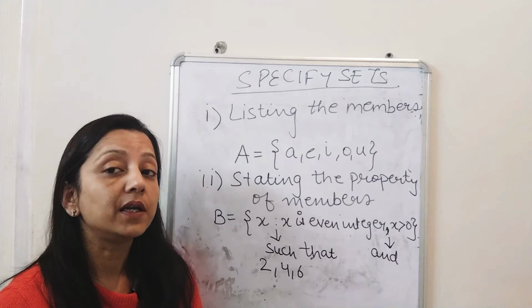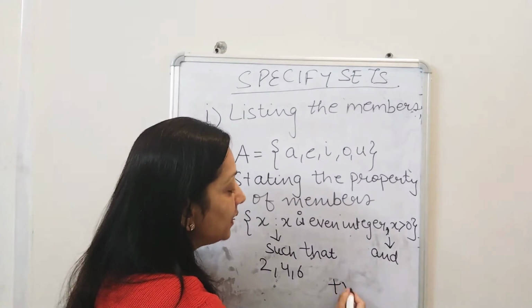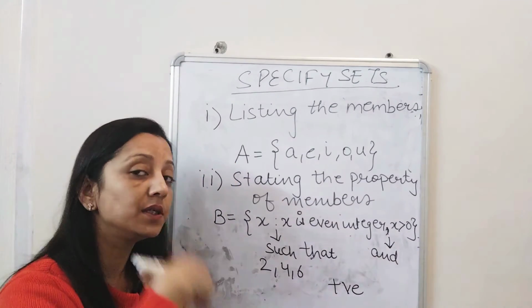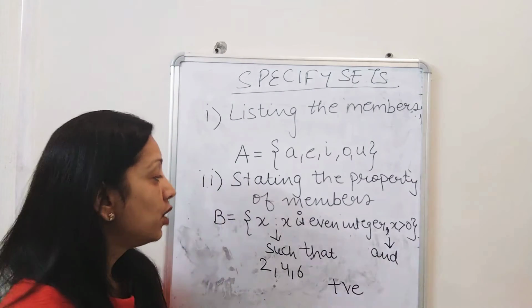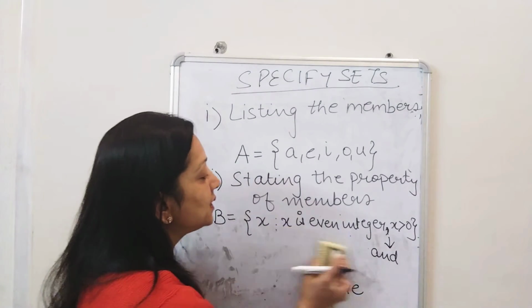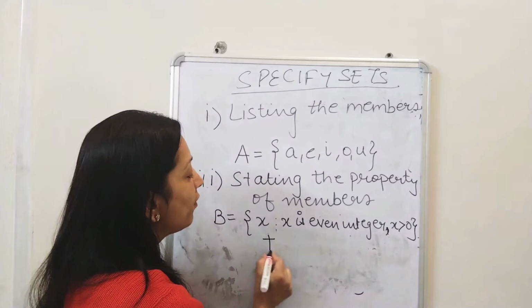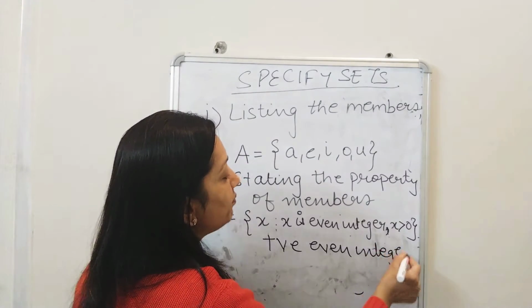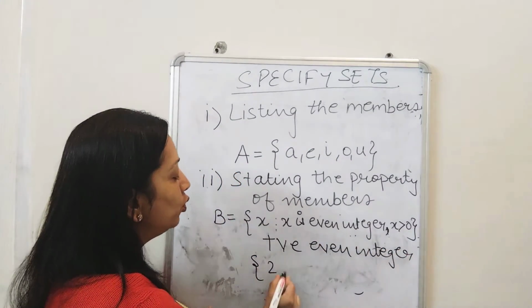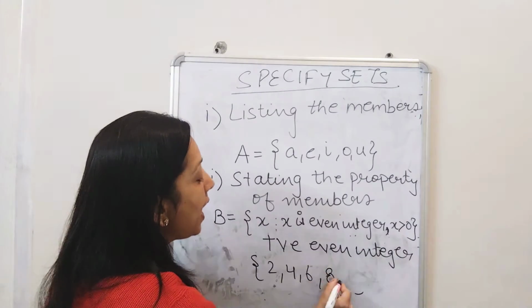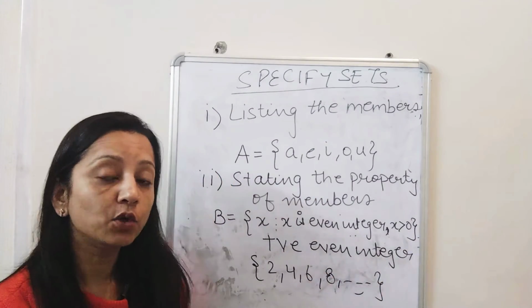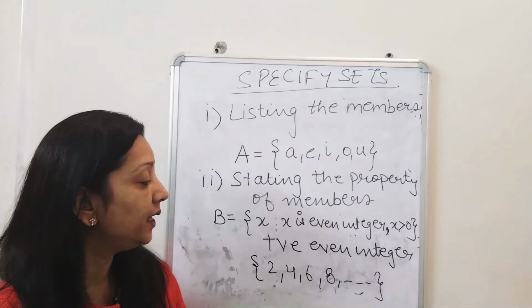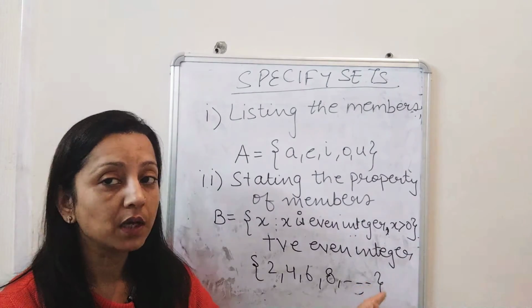Now when I say X is greater than 0, what does that mean? That means all the values of X are positive, because on the number line all the numbers greater than 0 are positive numbers. So when I say X is an even integer and X is greater than 0, I am talking of positive even integers. So B is a set of numbers like 2, 4, 6, 8 and so on. Why so on? Because there is no limit to even positive integers. They will keep on going till infinity. Hence I left it like this, after the comma, so on.